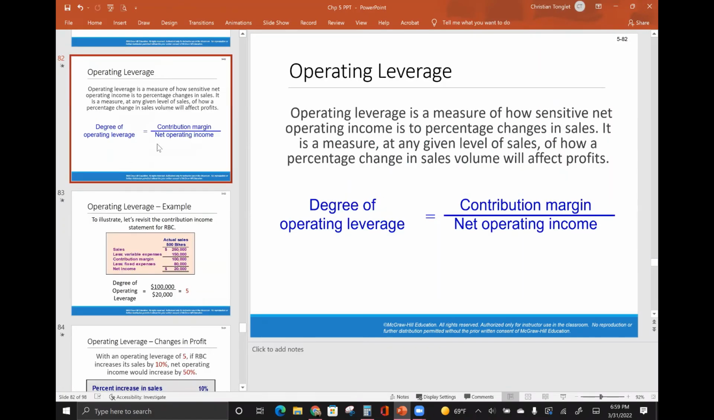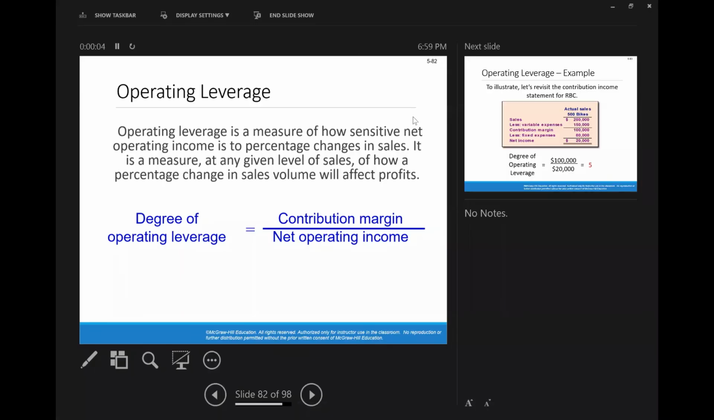Let me see if there's some other stuff that I wanted to go over. Okay, so we're going to do degree of operating leverage. I do want to cover this. Operating leverage is a measure of how sensitive net operating income is to percentage changes in sales. It's a measure, at any given level of sales, of how a percentage change in sales volume will affect the profits. Some companies, if they're evaluating an organization, may use this formula: degree of operating leverage equals the contribution margin over the net operating income.